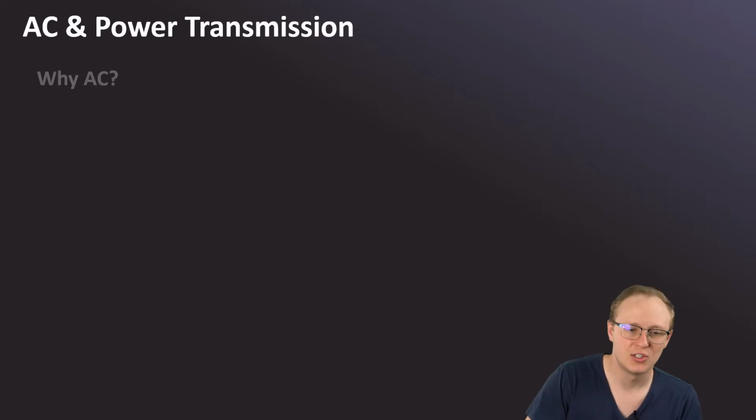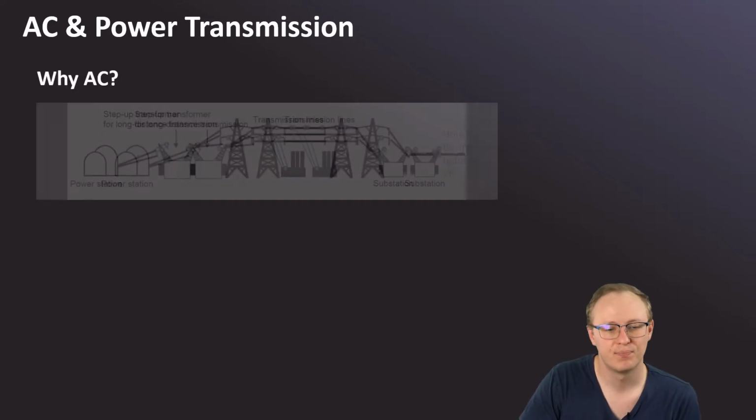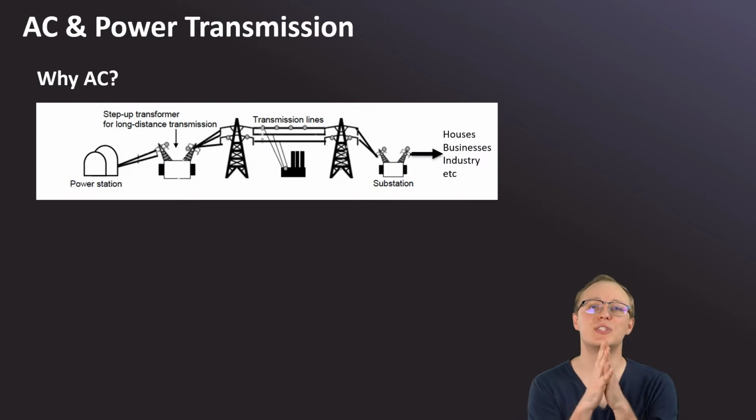Next up, let's talk about alternating current and why we generate our electricity at Eskom using alternating current generators. So why do we use AC? Well, the reason is that AC can be transformed quite easily using transformers.